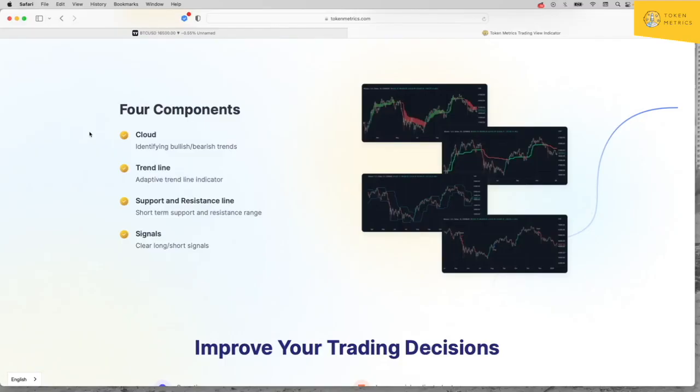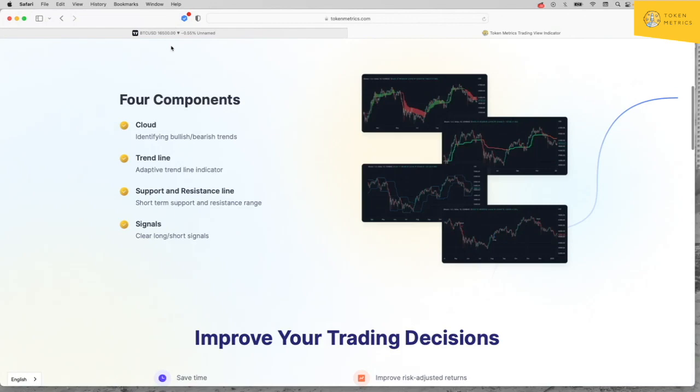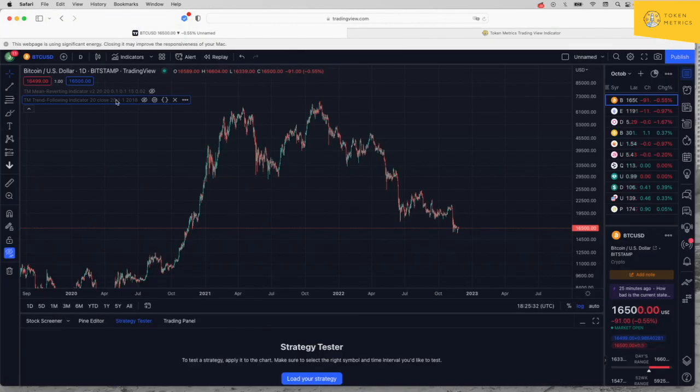But essentially, there are multiple components that we are using on that TradingView indicator. One of them is just an adaptive cloud that is telling you on a relatively short term whether the trend is bullish or bearish. And then another component is a trend line that is more of a long-term analysis of how the trend is changing with time. And then finally, some sort of bands that will tell you resistance and support on the short term. And lastly, the signals where our model would buy and where our model would sell. So let's go ahead and show you guys on TradingView directly how that will look.